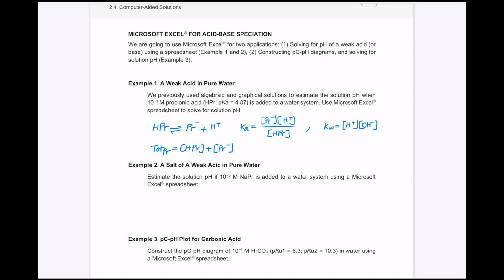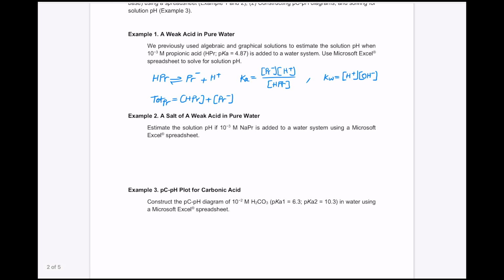The second example is asking us pretty much the same as the first example, but here instead of adding HPR, we added the salt of the weak acid, the salt of propionic acid, which in this case is NaPr, the sodium salt. So instead of HPR, we added the same concentration of NaPr. Now our job is to estimate the pH for the solution.